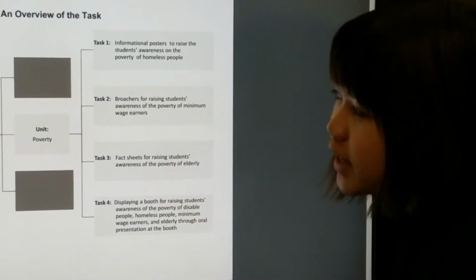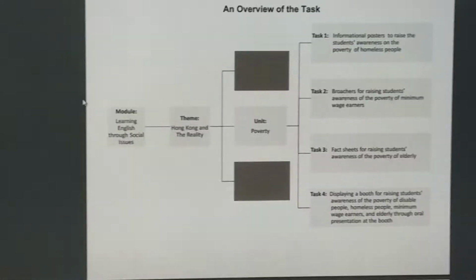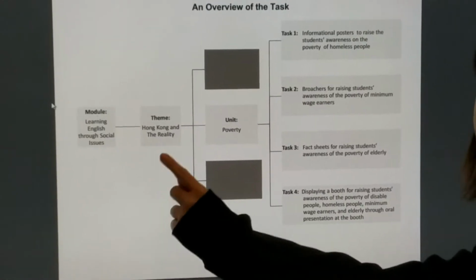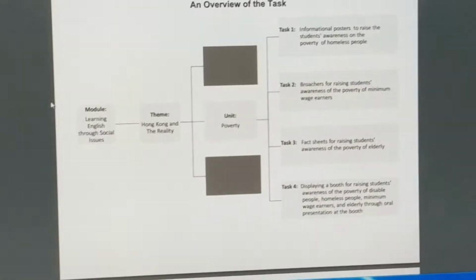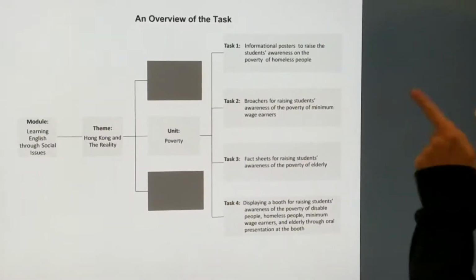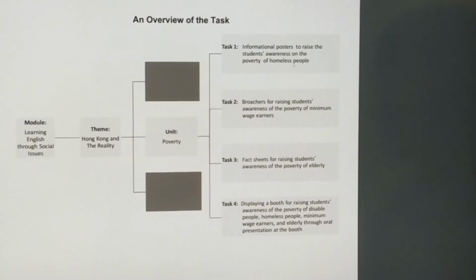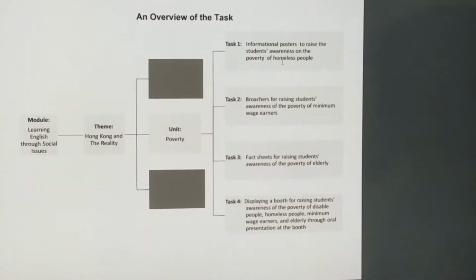So we have chosen learning English through social issues as our module. Under the module, we have chosen the theme, which is Hong Kong and the reality. So there are 4 tasks under the unit of poverty. Task 1 is about an informational poster to raise the students' awareness of the poverty of homeless people.